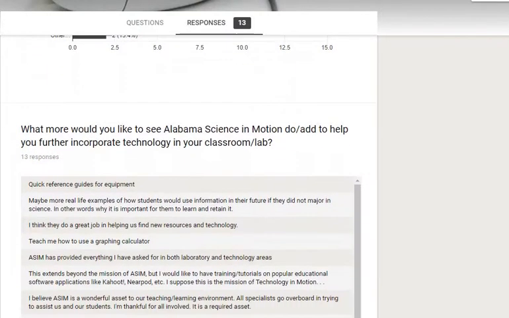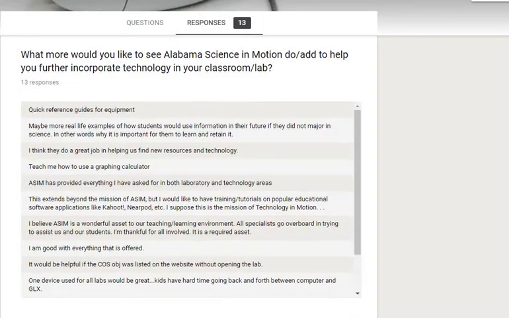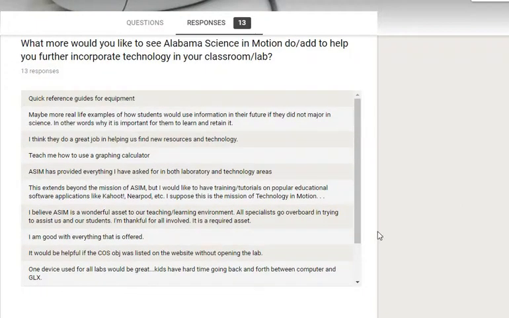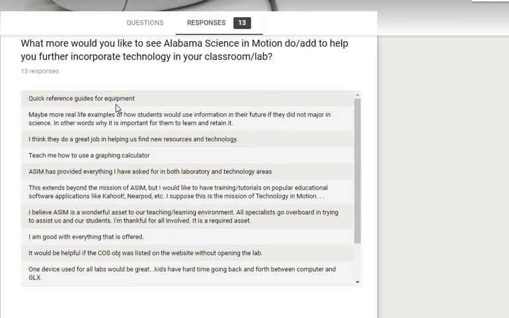When we start looking at the second question, and there's short answers, what more would you like to see Alabama Science in Motion do or add to help you further incorporate technology in your classroom or lab? Here are the responses. One mentioned a quick reference guide for equipment. Another teacher mentioned more real-life examples, letting them know why it's important for them to learn it. This teacher says that they would like to learn how to use a graphing calculator. So maybe that's something that we can work with them on in a training.